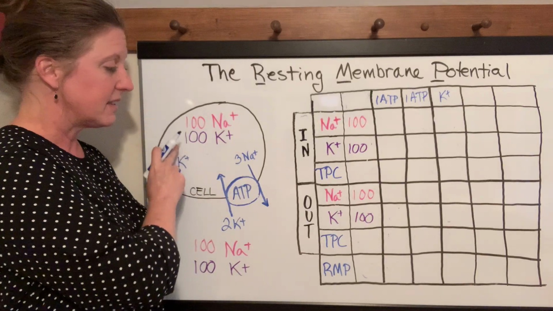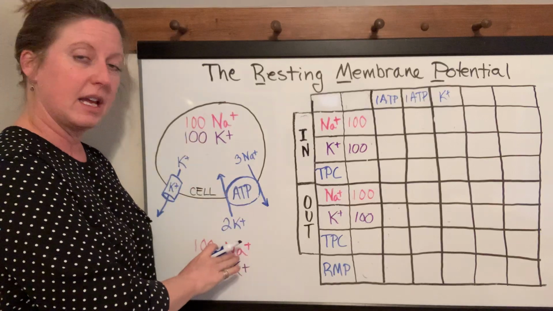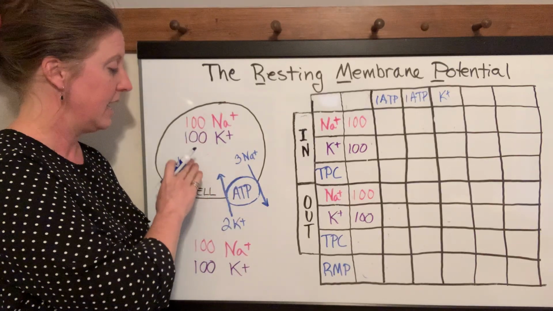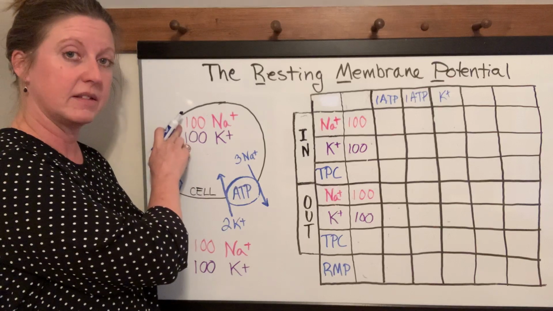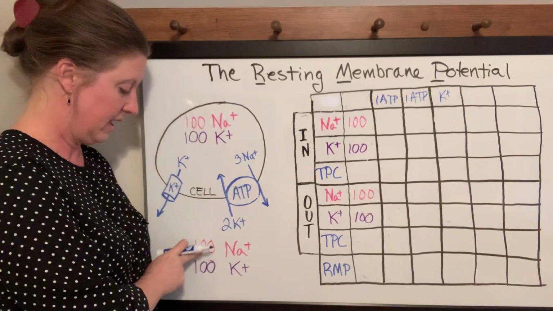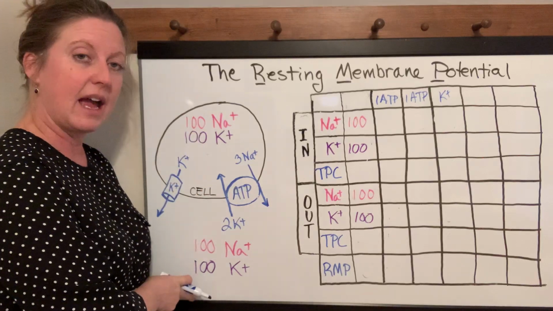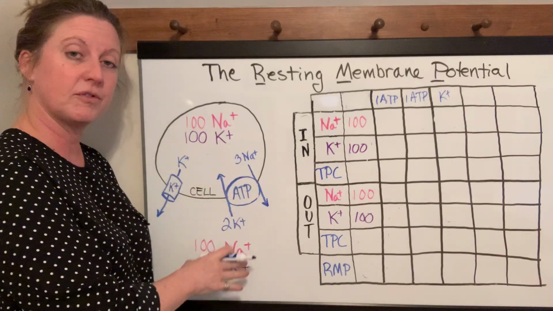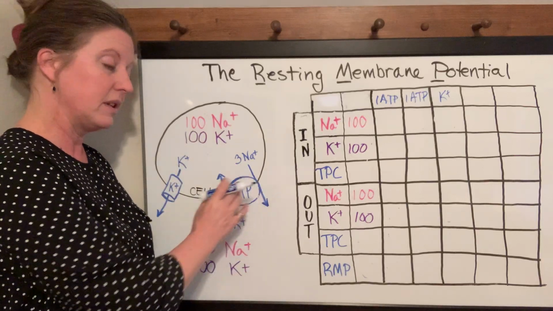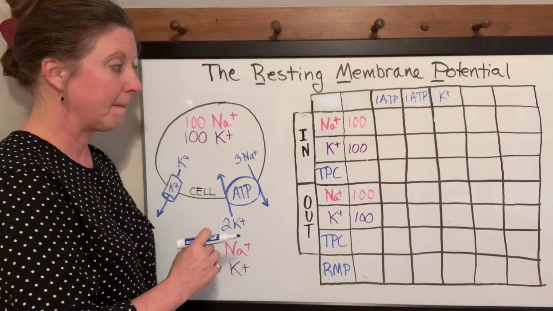So let's say that we're starting off at the beginning of time. This cell has just been invented, and it has 100 sodium ions inside the cell and 100 potassium ions inside the cell. And it has the same thing on the outside of the cell. So there's no difference between the inside and the outside of the cell. And then we put this sodium pump in.